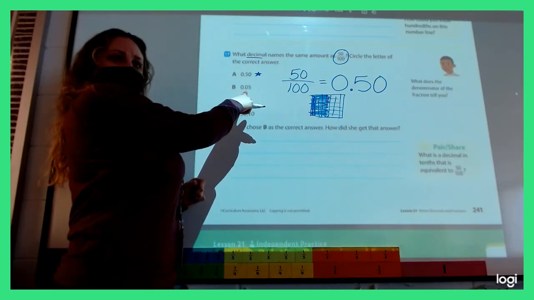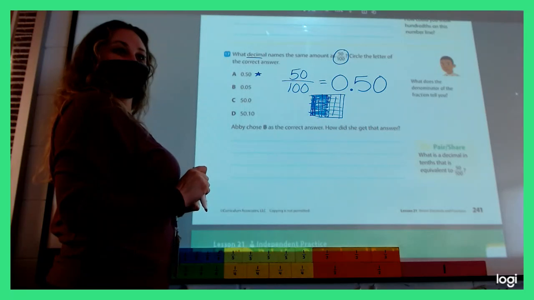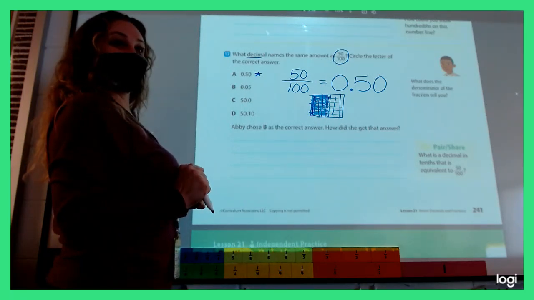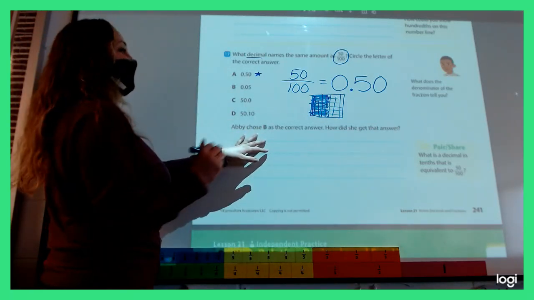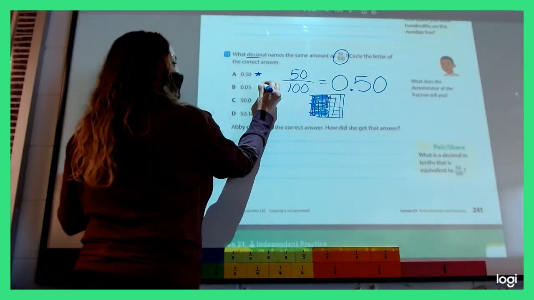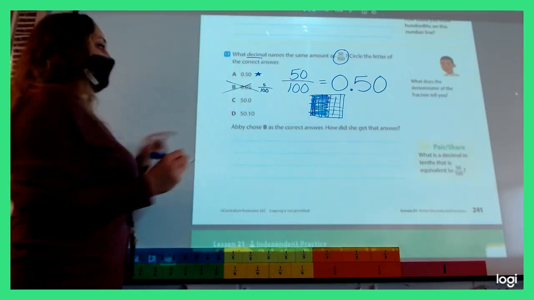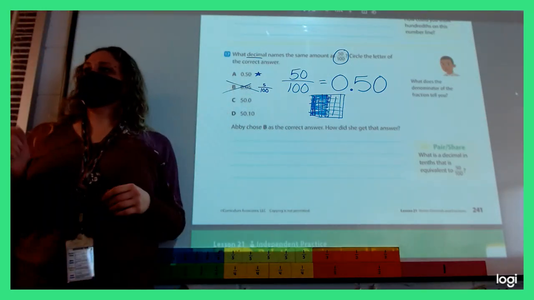Angie? No, because... And Abby chose B, and I think it was because she thought it was 5 over. Okay, so this fraction would actually look like this, 5 over 100. So that one won't work. Get rid of B. Okay, why won't C work? I need someone different that hasn't been sharing much. Look at C. Cadence, why won't that work?